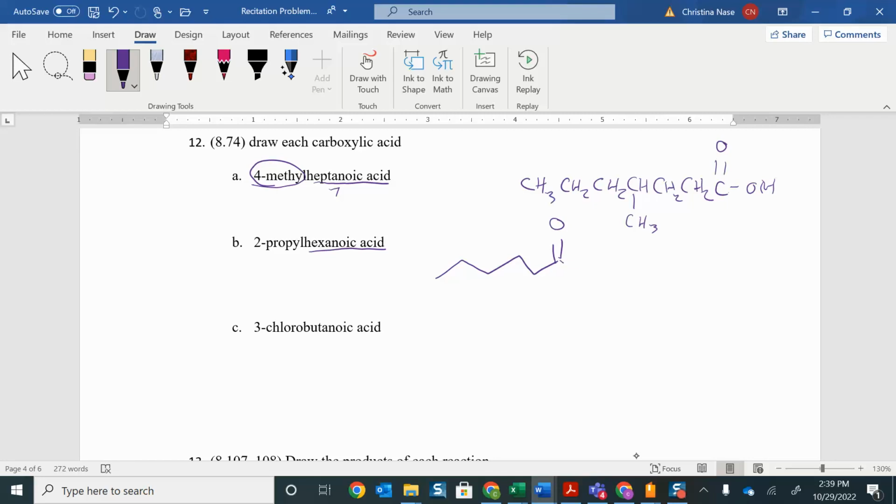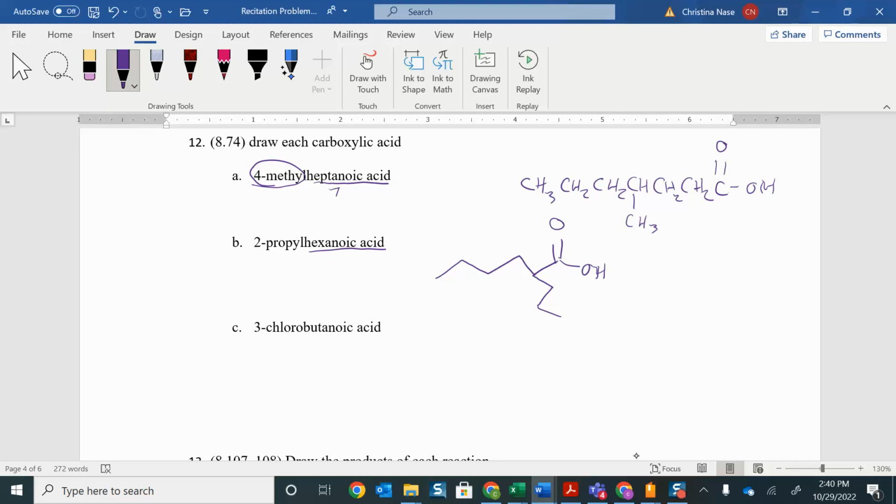And then I'm going to have an OH over here. And then off of carbon 2, so carbon 1, carbon 2, I'm going to add a propyl group. 1, 2, 3. You could do it that way.